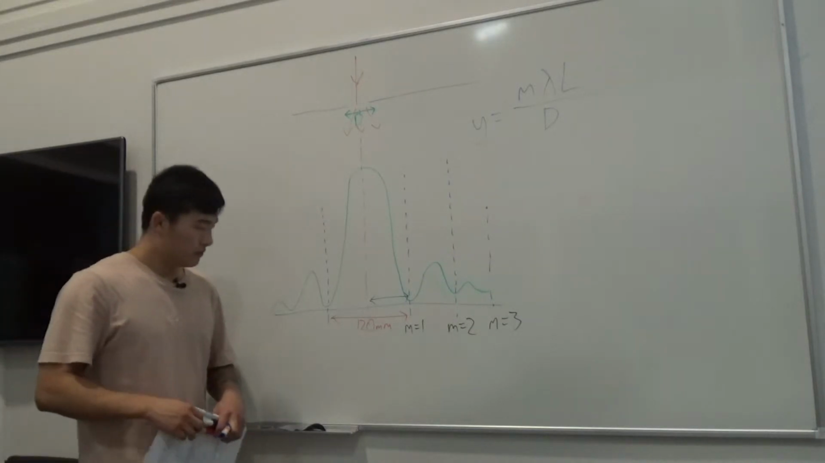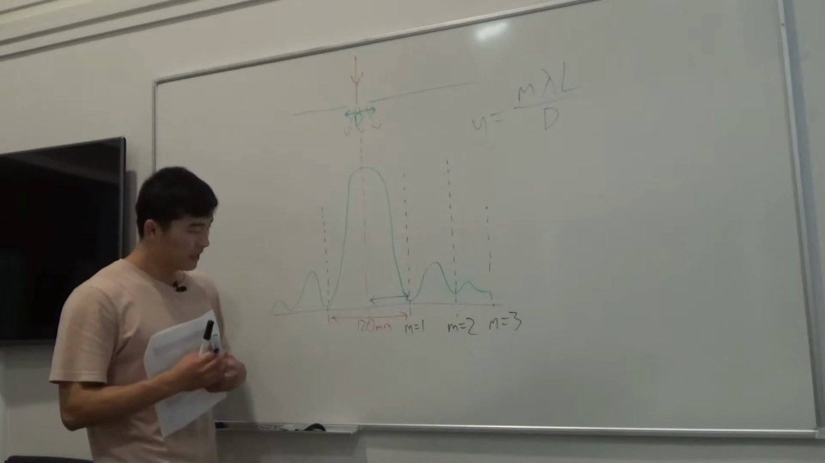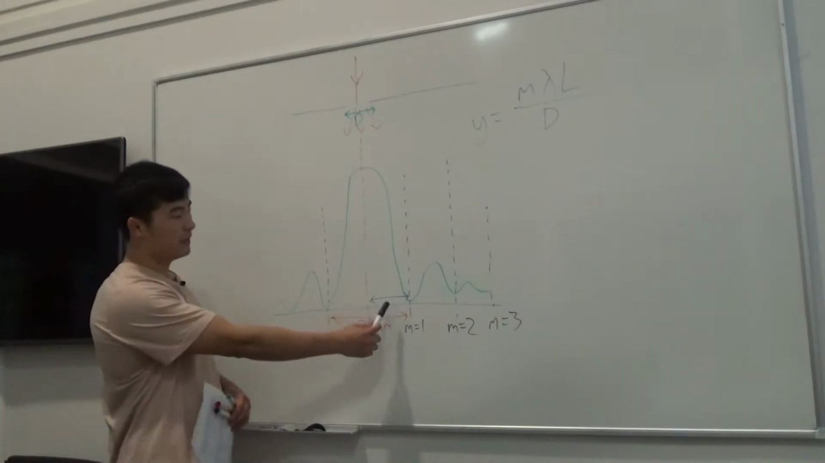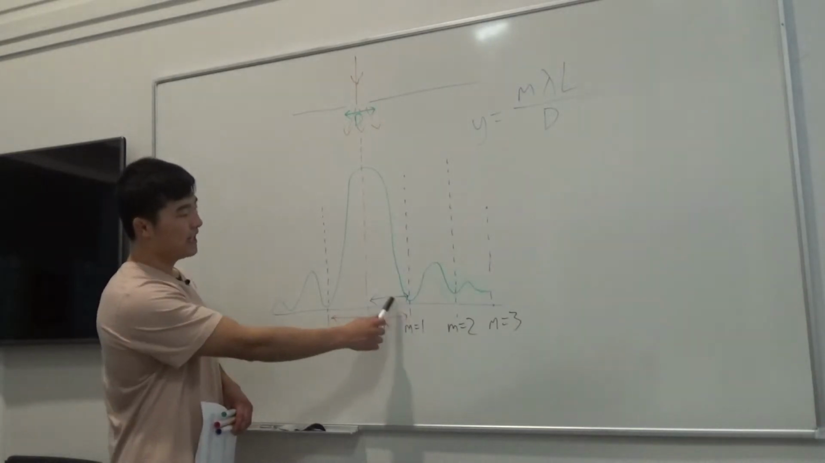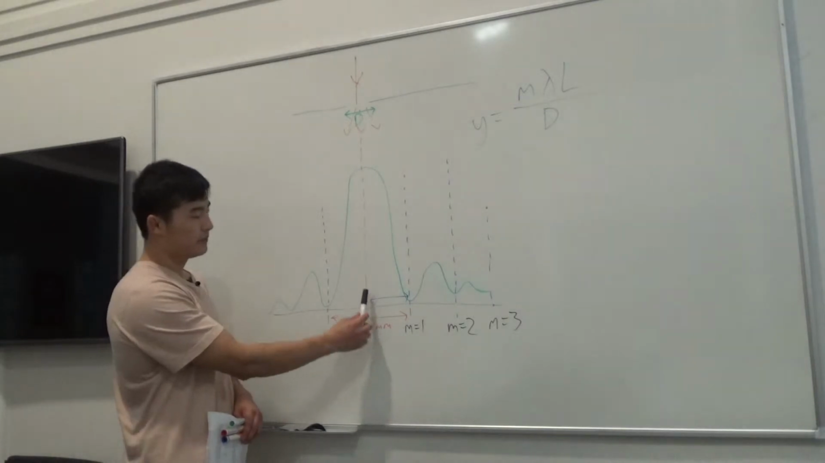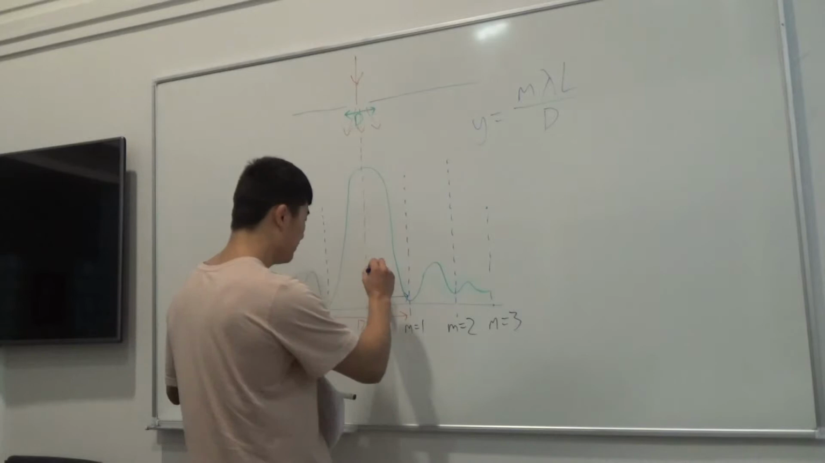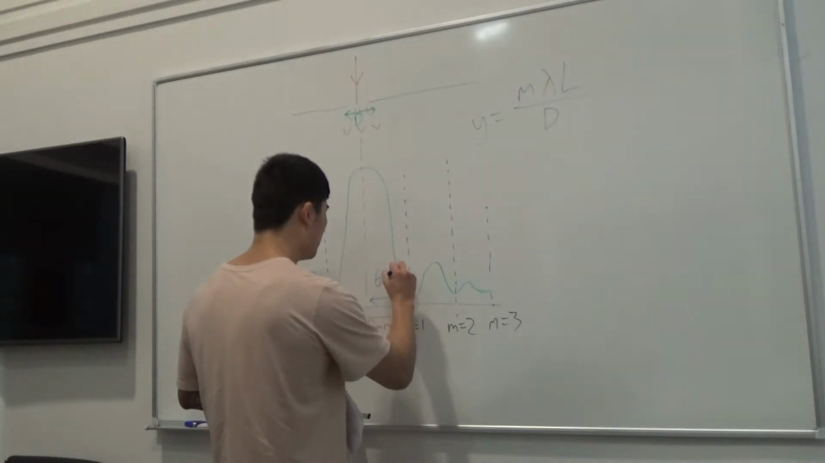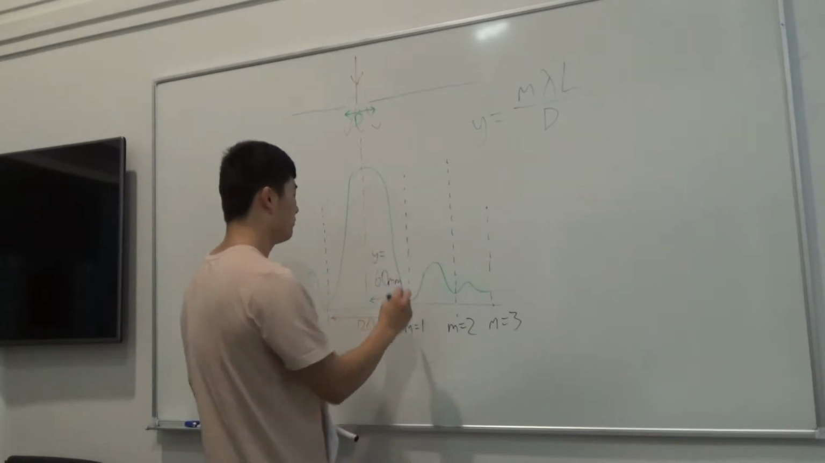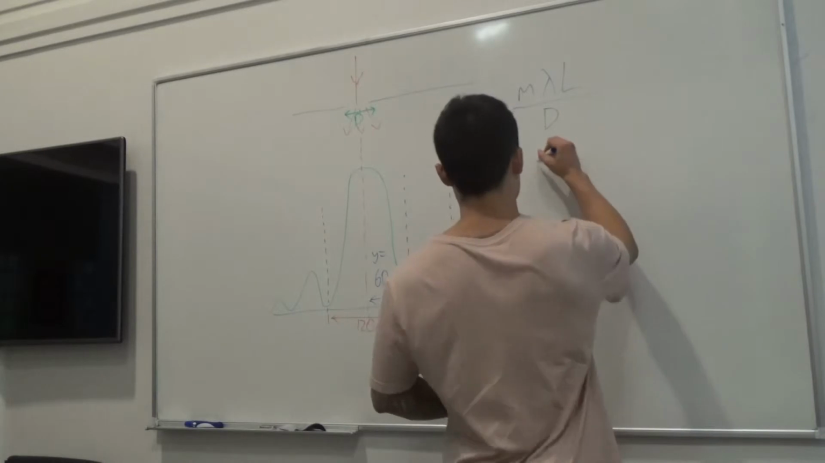Now we want to find out the wavelength. We can just say that m is equal to 1, so that y will be just half of this distance because it's from the center. So this here will be 60 millimeters, and that's our y value when m is equal to 1.